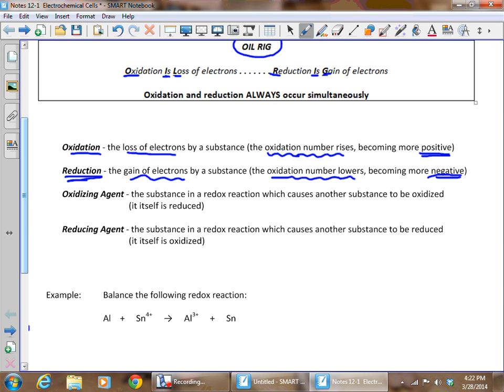We also have the terms oxidizing agent and reducing agent. Those simply refer to substances that cause something else to be oxidized, and something that causes something else to be reduced. Now, we're not talking about different kinds of substances here. The oxidizing agent is actually the substance that's being reduced. The reducing agent is actually the substance that is being oxidized.